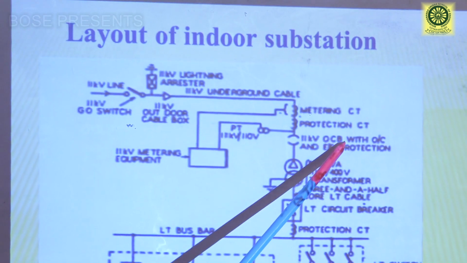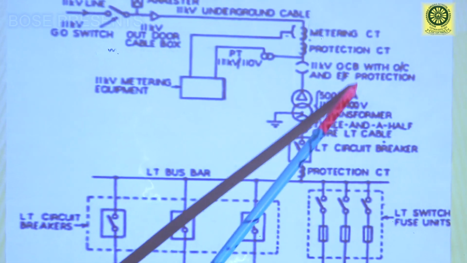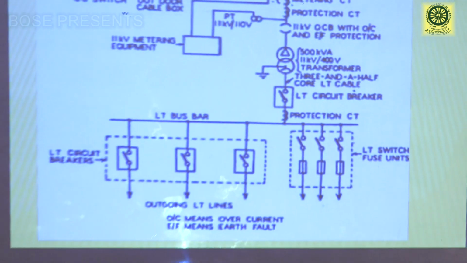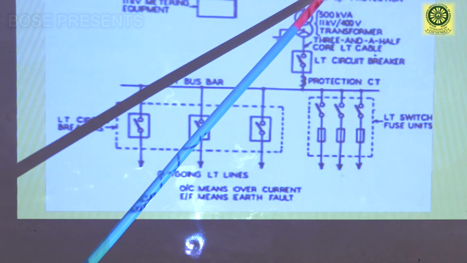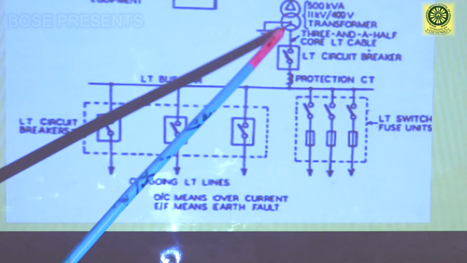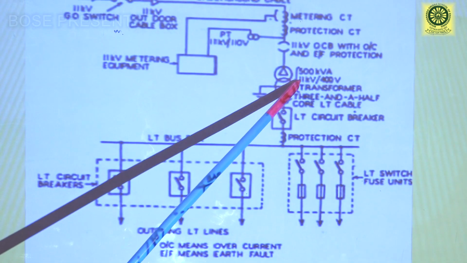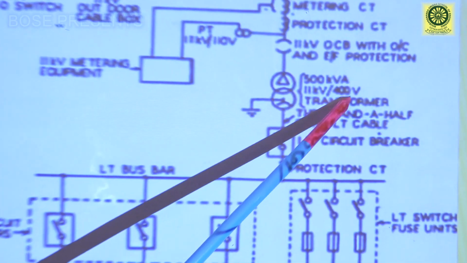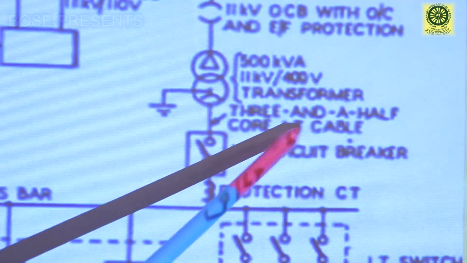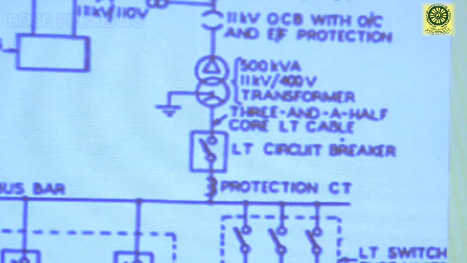Now there is an 11 kV OCB, meaning oil circuit breaker, with OC and EF protection. What is OC and EF protection? OC means overcurrent, EF means earth fault protection. After this oil circuit breaker, comes the delta-star transformer, which converts 11 kV voltage to 400 volt. Then there is a 3.5 core cable. What is a 3.5 core cable? That we can see in the next slide.